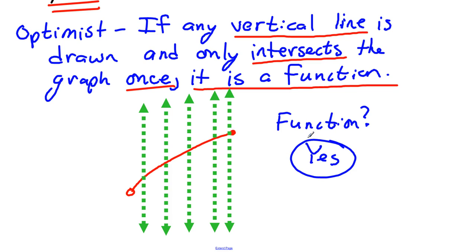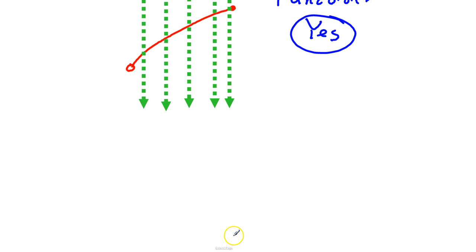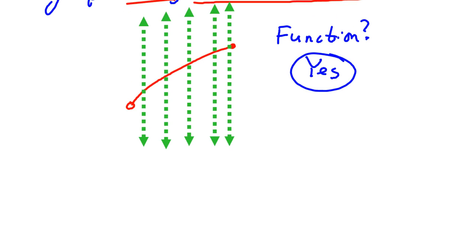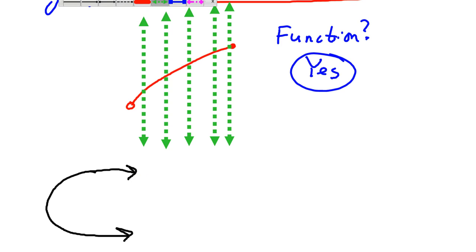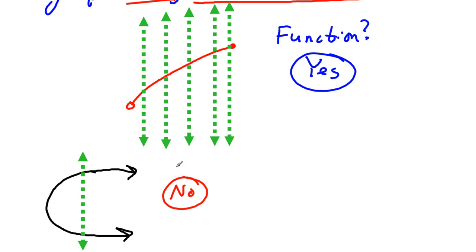Okay, somebody's saying, well, how are you going to know if it's not a function? How's it going to look? Usually it's not much different. That one's really easy, because as soon as you draw that vertical line right here, it hits it twice, right? So it's not a function.